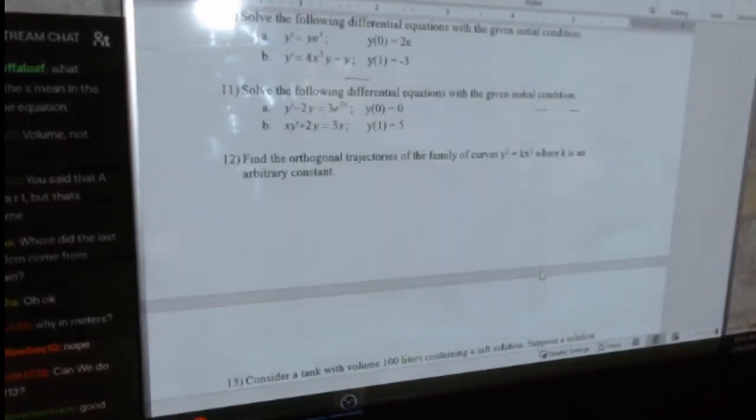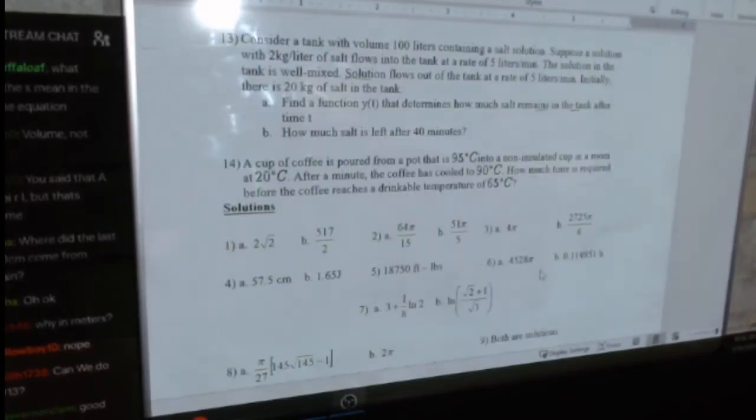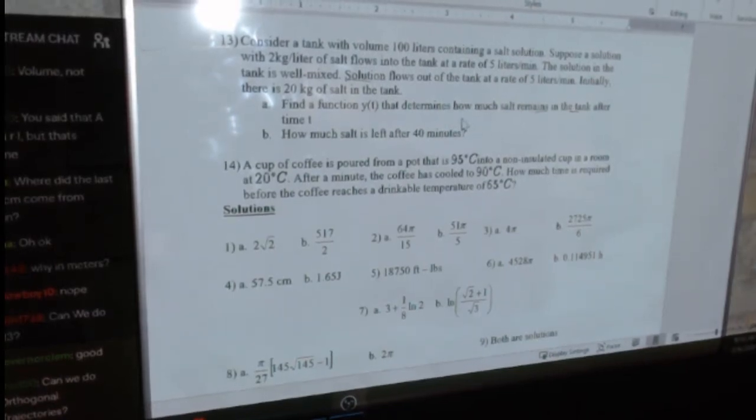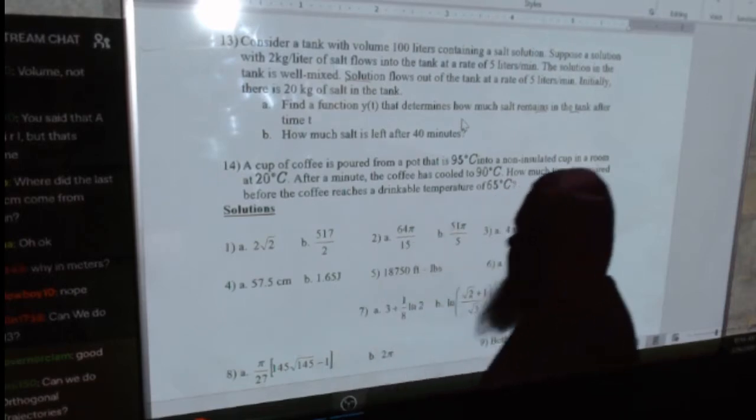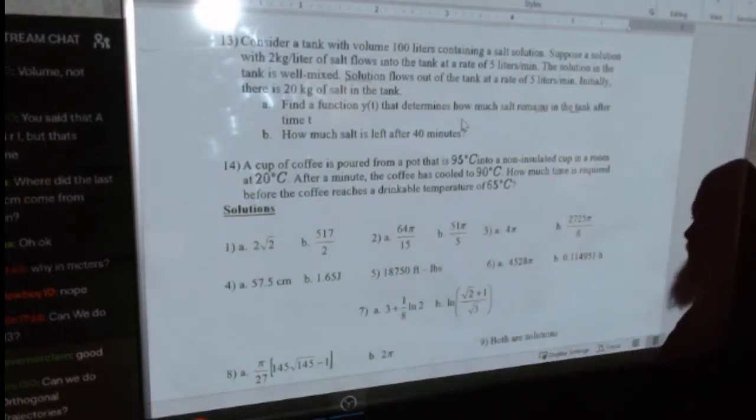Alright, so let's look at 13, see what that is. Actually you do not need to worry about 13. I skipped the mixing problems. So you won't need to do that one. So I see why you really wanted to see it, but you don't need it.